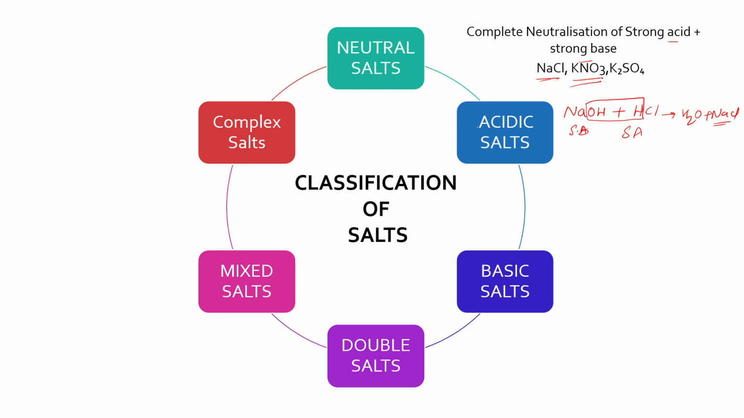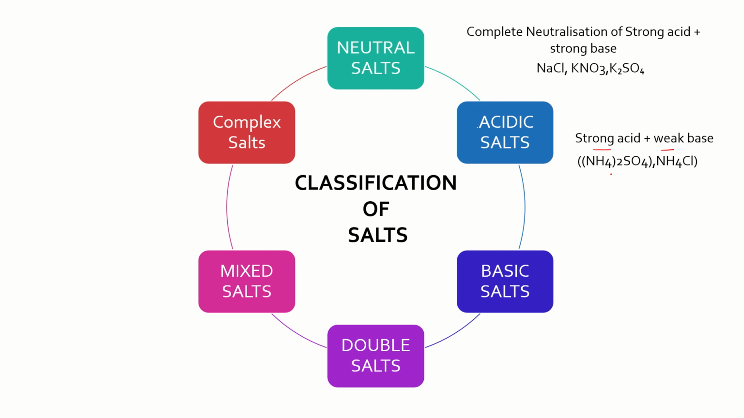Similarly, potassium nitrate is also a neutral salt. When a strong base reacts with a strong acid, the salt we get is a neutral salt. Then acidic salt. Acidic salt is formed by a strong acid and a weak base. So ammonium sulfate is formed by the neutralization reaction of sulfuric acid, a strong acid, and ammonium hydroxide, a weak base. So a strong acid and a weak base form an acidic salt. Example, ammonium chloride, another example of acidic salt.